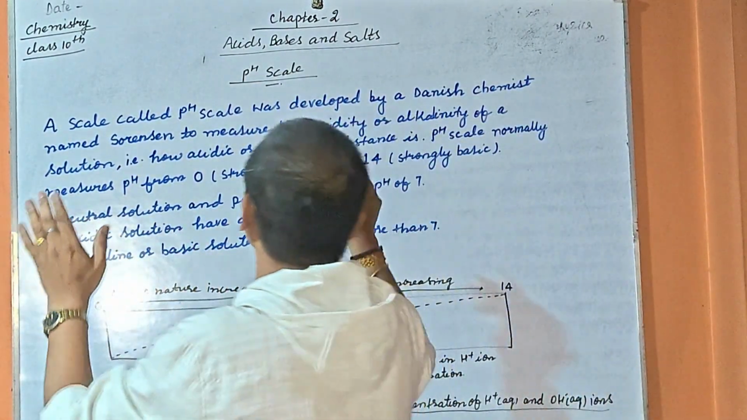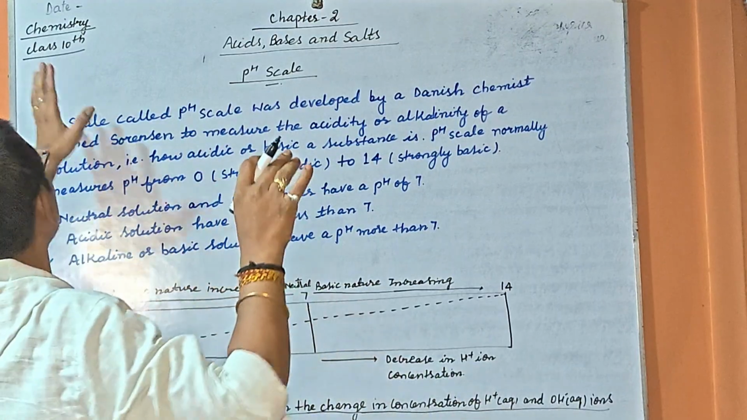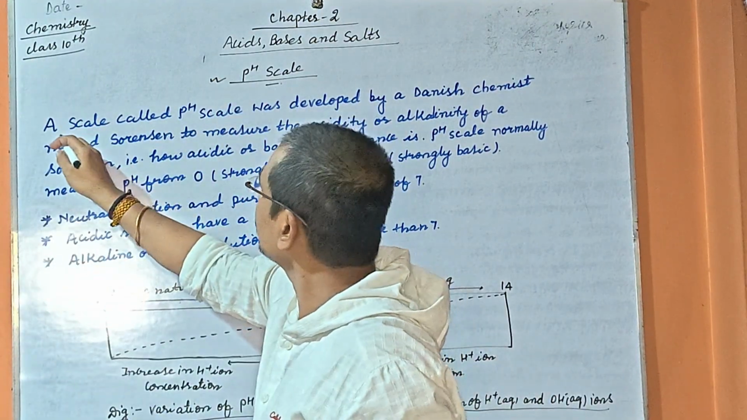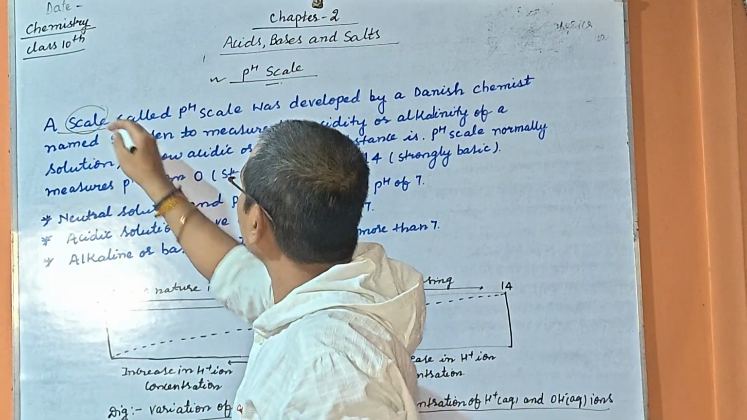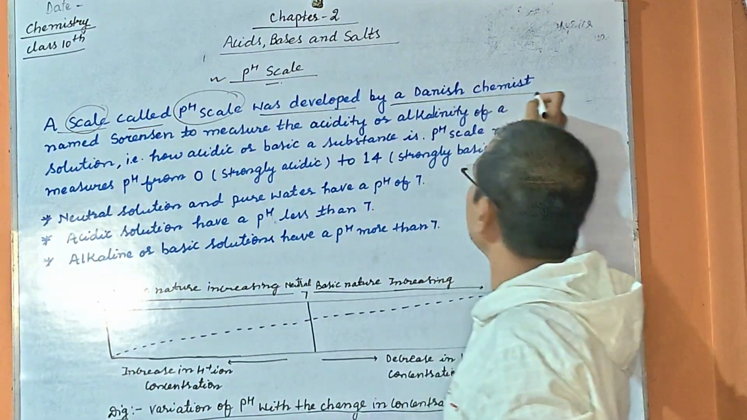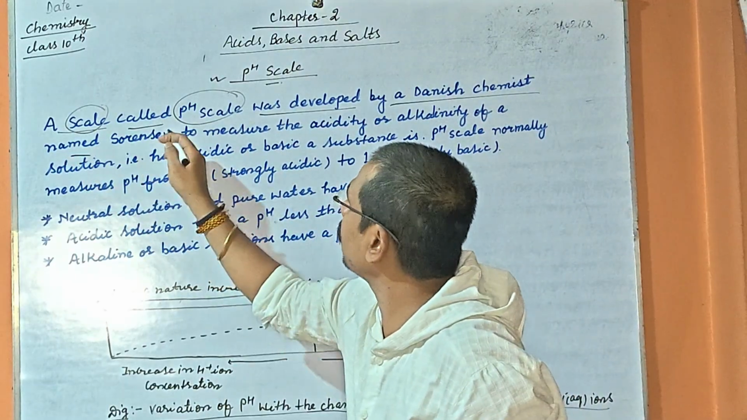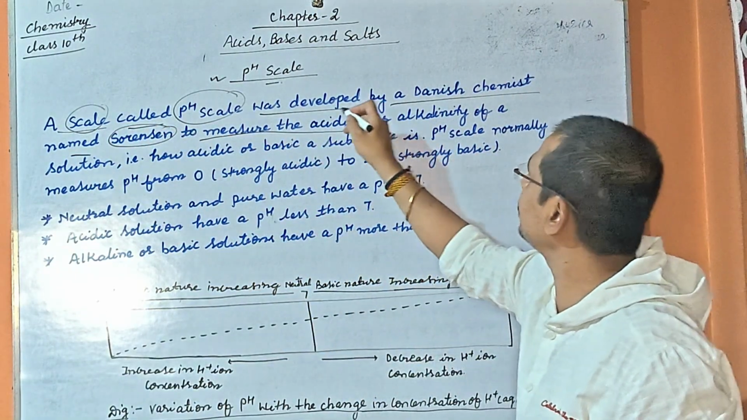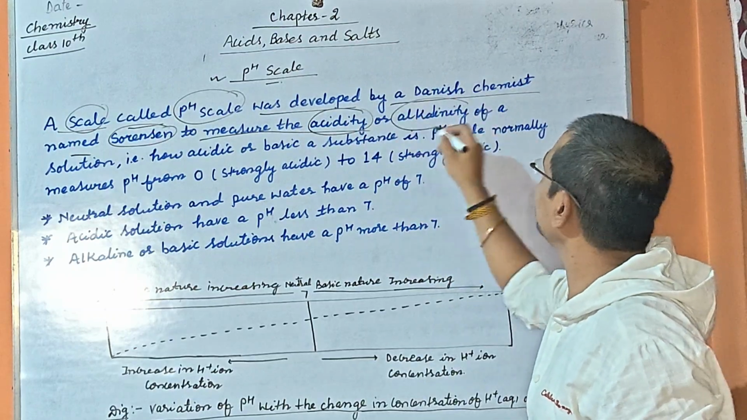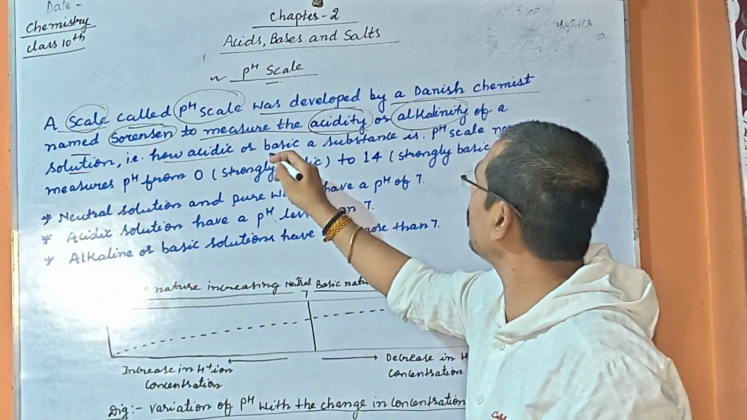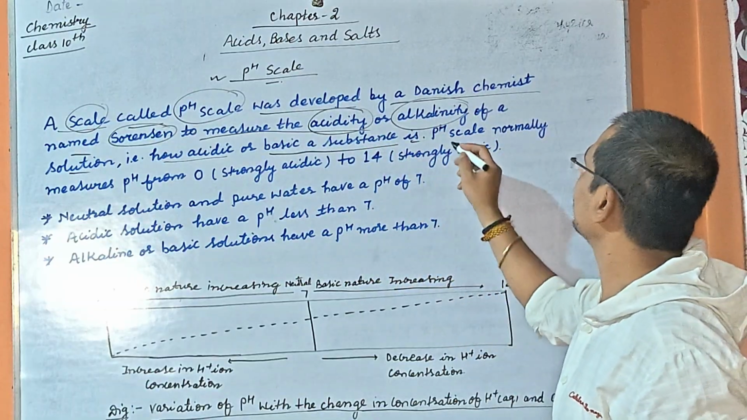The video is about chapter number 2, Acids, Bases and Salts. This is chemistry class 10. We are discussing the pH scale. A scale called the pH scale was developed by a Danish chemist named Sorensen to measure the acidity or alkalinity of a solution, that is, how acidic or basic a substance is.